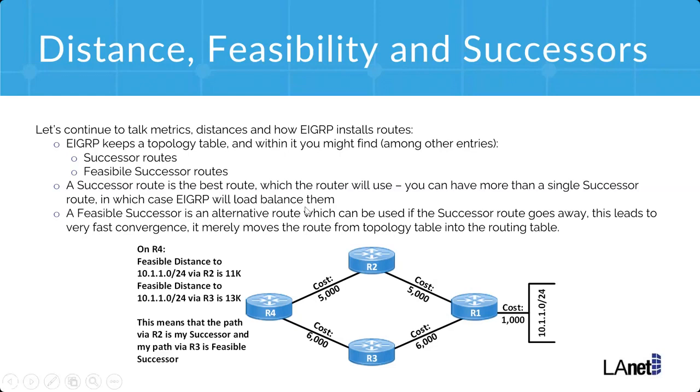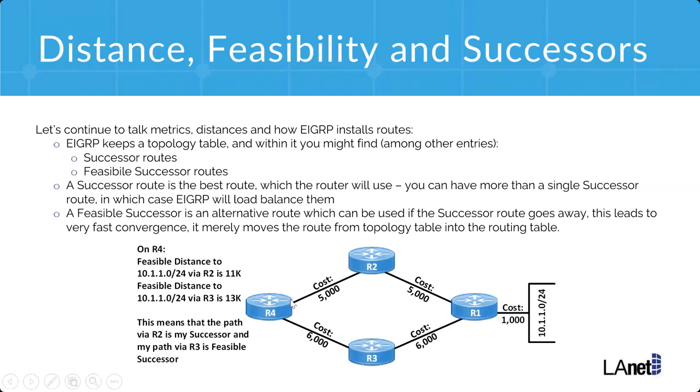So on R4, getting to this network off of R1, he has a feasible distance through R2 of 11K, right? 1 plus 5 plus 5. He has a feasible distance through R3 of 13K, 1 plus 6 plus 6. So this means that this path through R2 is going to be my successor.